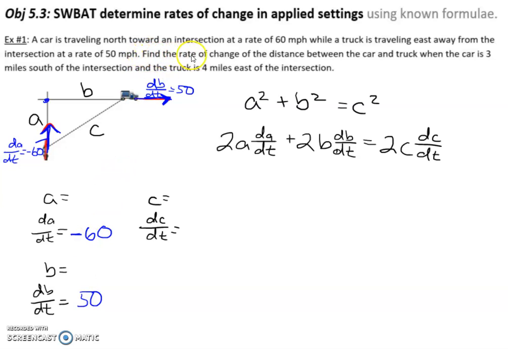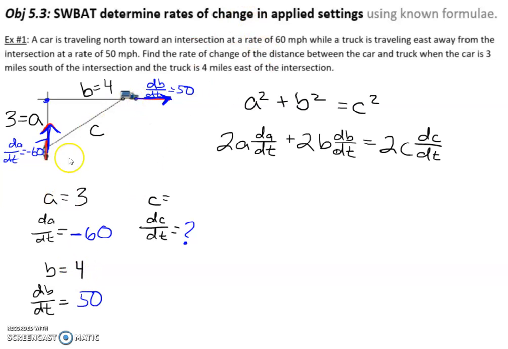Then they asked for the rate of change of the distance between the car and the truck. So the distance between the car and the truck is c. They're asking the rate of change of that distance. So what they're asking for is dC dt, which means we're probably going to need to have everything else. They also told us that the car is 3 miles south of the intersection, so we know that this is 3. The truck is 4 miles east of the intersection, so that this is 4.